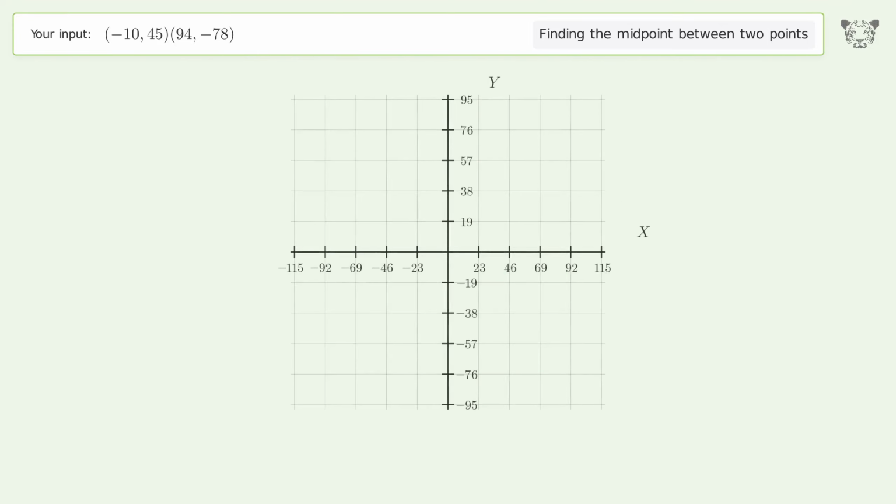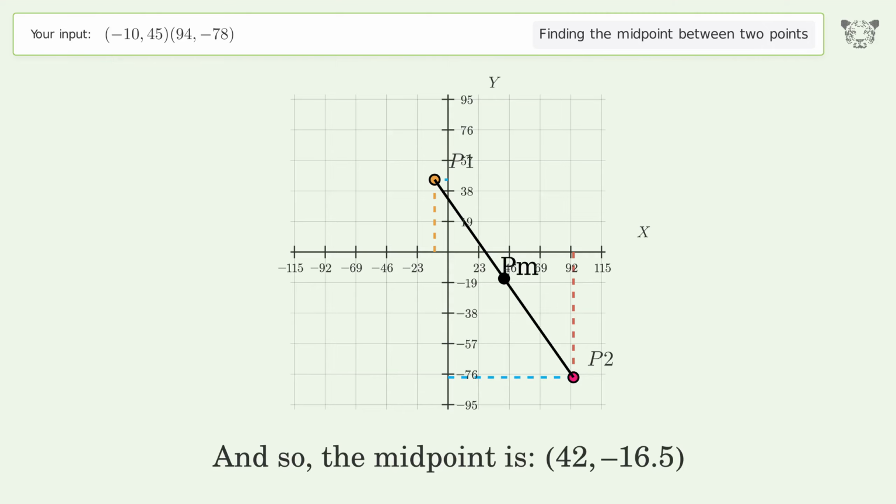And so, the midpoint is 42, negative 16.5.